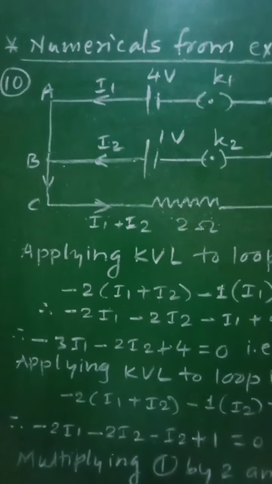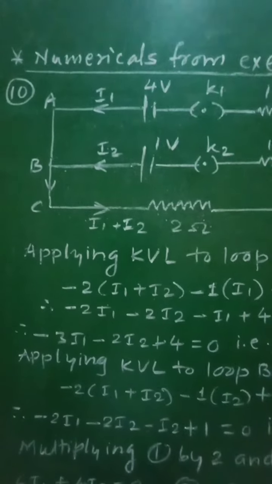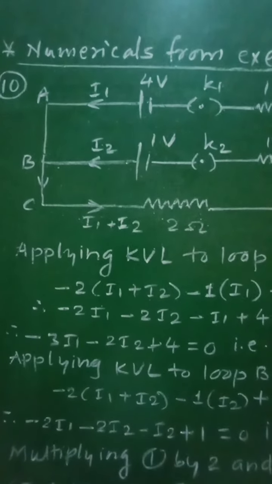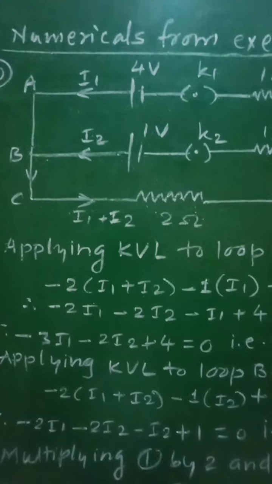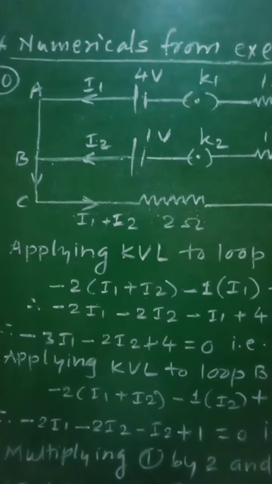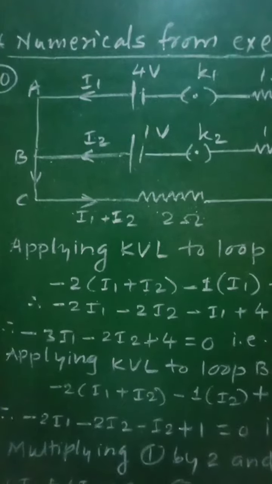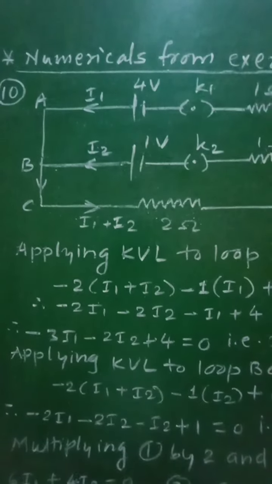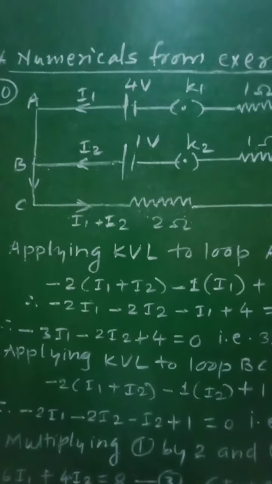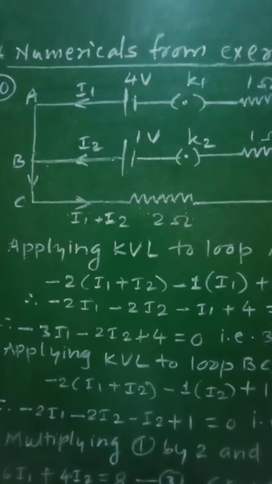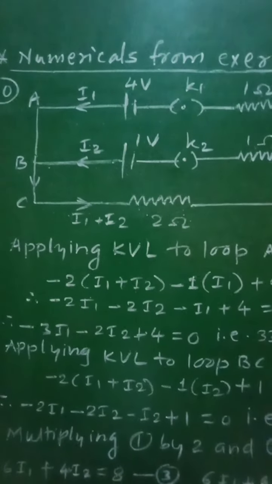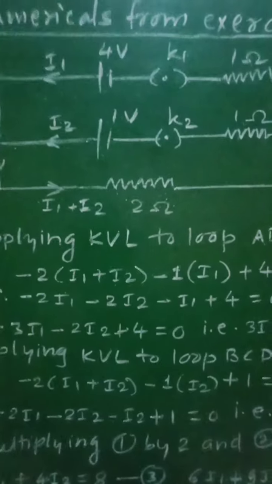A battery of EMF 4 volt and internal resistance 1 ohm is connected in parallel with another battery of EMF 1 volt and internal resistance 1 ohm with their like poles connected together. The combination is used to send current through an external resistance of 2 ohm. Calculate the current through external resistance.